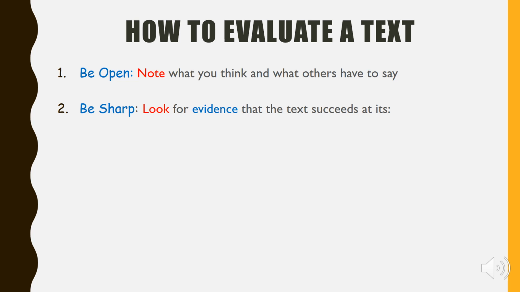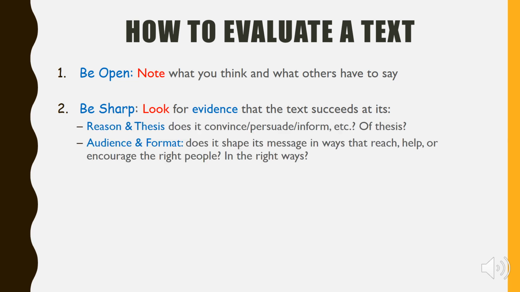When you want to evaluate a text, start by being open. Take notes on what you think and what others have to say as well. Second, be sharp. Look out for evidence in the text that lets you know whether or not it succeeds at, well, persuading or convincing or informing you about its thesis, or reaching its audience in the right way.